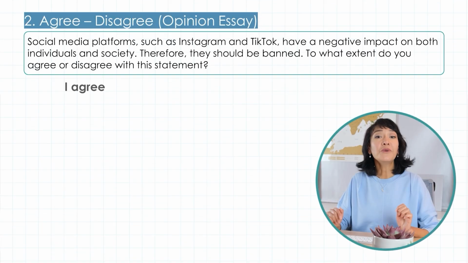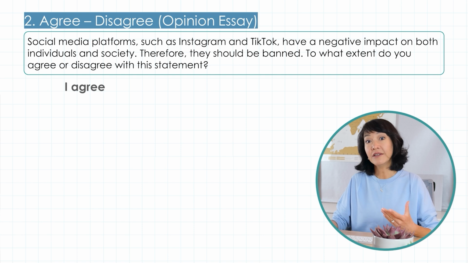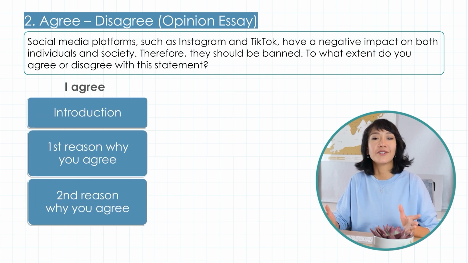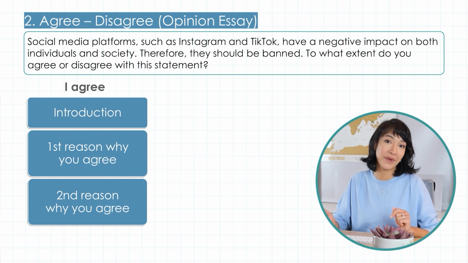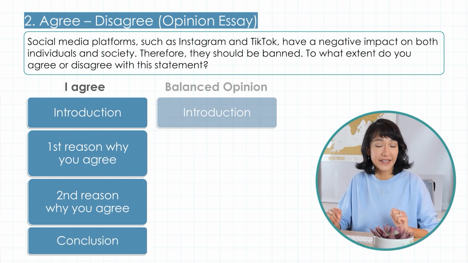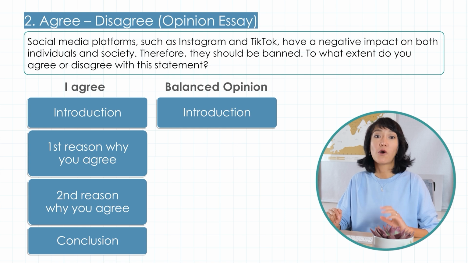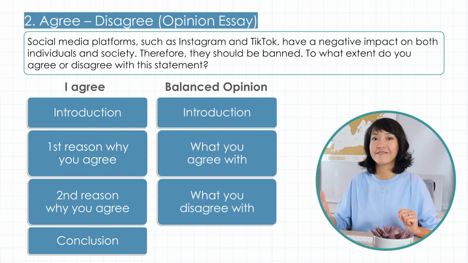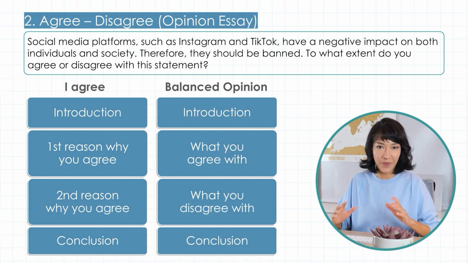There are many different ways to organize this type of essay, which we'll look at much more in depth in my courses. But let's cover some of the options briefly. You may give your opinion, I agree, in the introduction, then give 2 or 3 reasons why you agree in your body paragraphs. This is the easiest way. If you have a balanced opinion, you may describe what you agree with in one paragraph and what you disagree with in the other. But be careful.